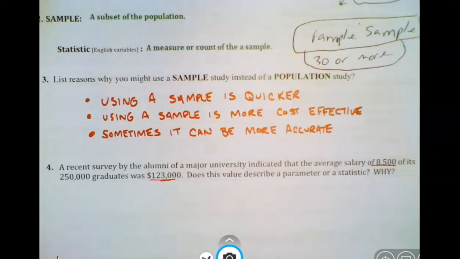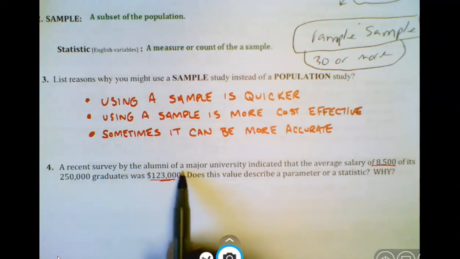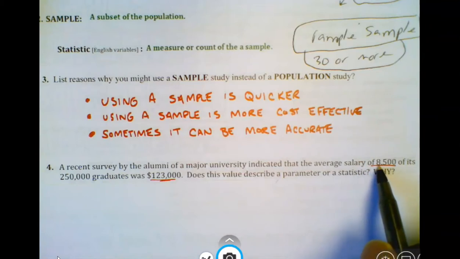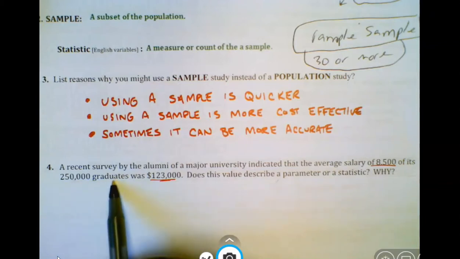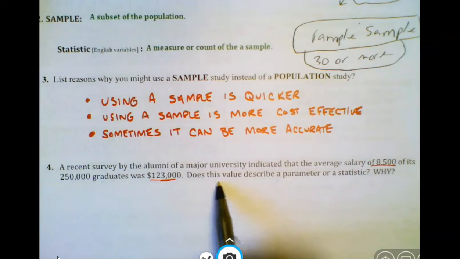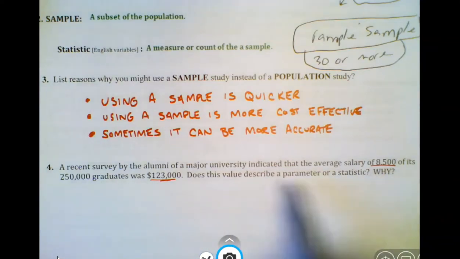All right, here's the next example. It says a recent survey by the alumni of a major university indicated that the average salary of 8,500 of its 250,000 graduates was $123,000. Does this value describe a parameter or statistic, and why? So let's think about that.